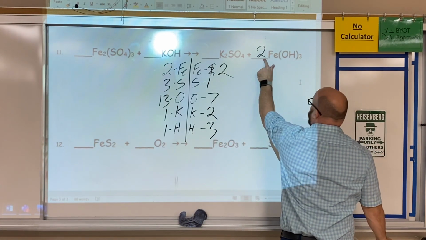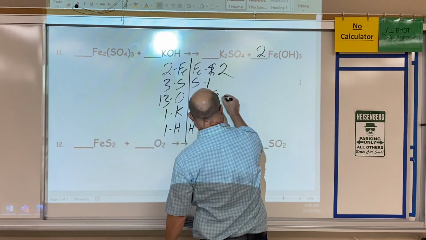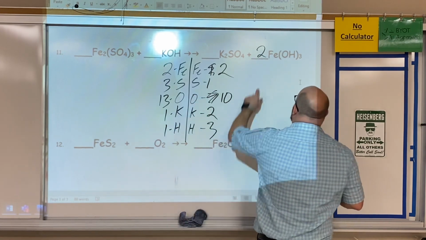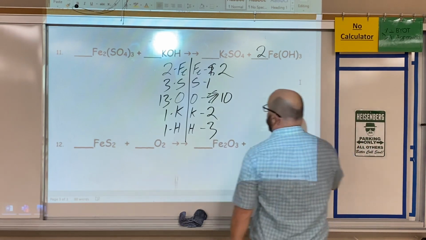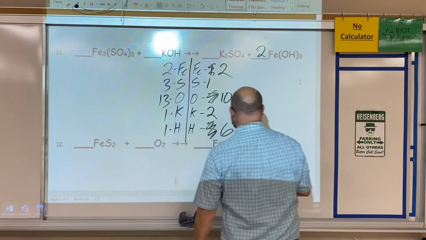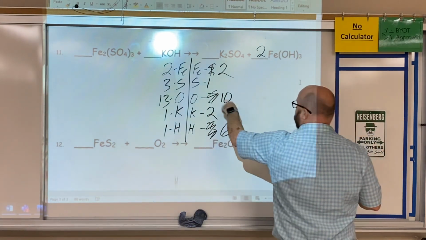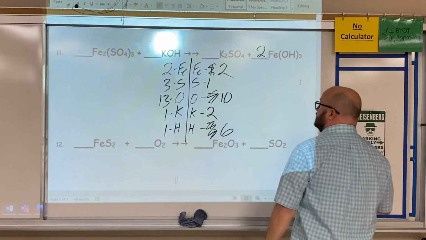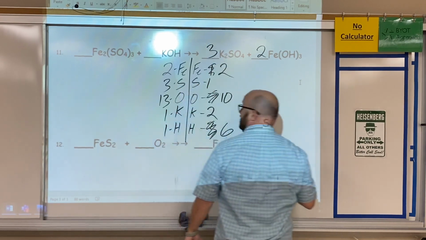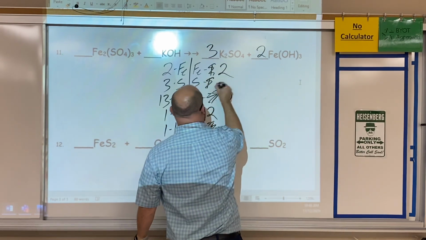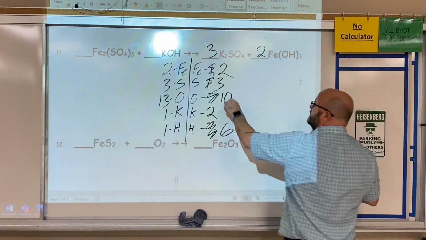Let's go and update. O3 times 2 is 6. And so plus 4 gives us 10. Hydrogen, 1 times 3 is 3. Times 2 is 6. All right, iron's good. Now, we're saving these 3 for last, so let's go to sulfur. How do we make sulfur good? There's an S1 right here. We need 3. Multiply it by 3. That changes sulfur to 3. It's also going to change potassium and oxygen.